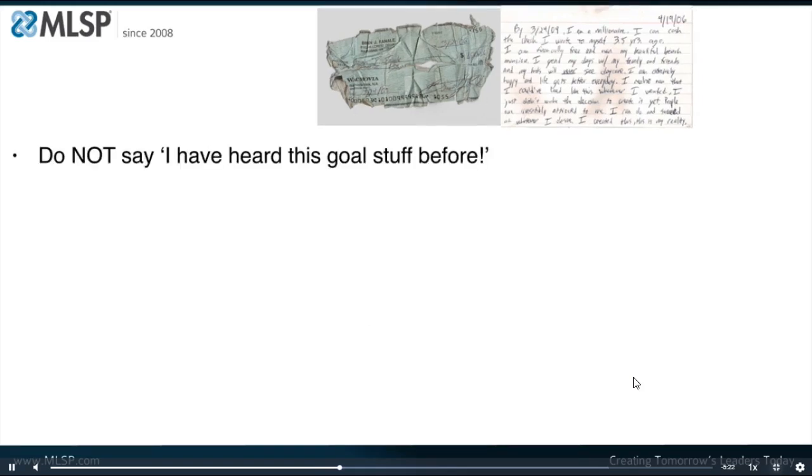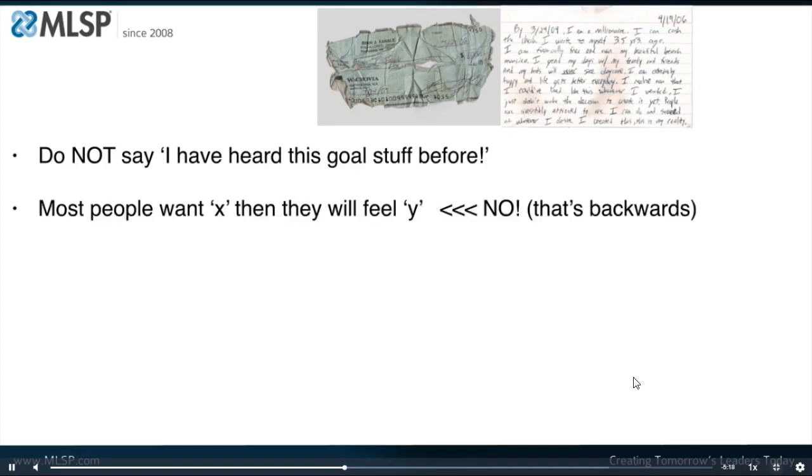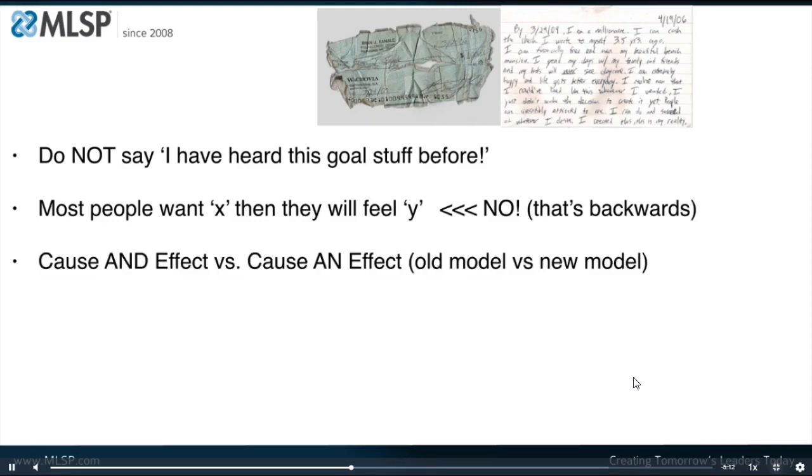Now, I don't want you to say that I've already heard this goal stuff before. If you had that thought, stop it. Stay with me. This is important. Most people want X and then they will feel Y. No, that's backwards. Really, that's the old model. It is cause and effect versus cause and effect. Where people will, once the bank account has $1 million in it, then I'll feel grateful, then I'll feel wealthy, then I'll feel abundant.